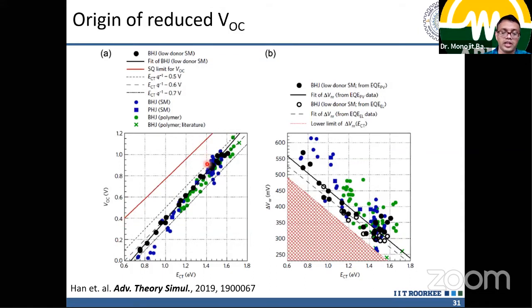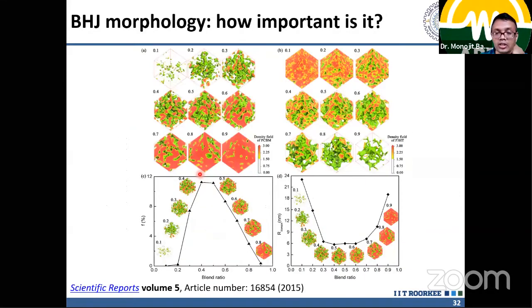And that is what, as I said, the efficiency is the product of voltage, current, and the fill factor. So if I keep aside fill factor, it is the product of voltage and current. So if the voltage drops, the efficiency also drops. Now here comes the important factor. Now how important is the morphology? So this is one paper you can see.